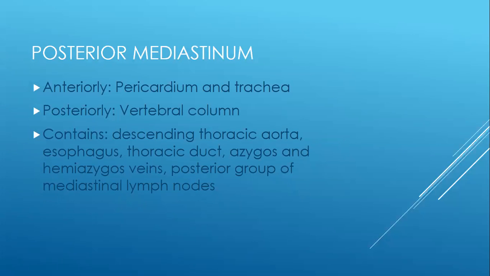Your posterior mediastinum is bounded anteriorly by the pericardium and the trachea, and posteriorly by your vertebral column. It contains your descending thoracic aorta, your esophagus, thoracic duct, azygos and hemiazygos veins, as well as the posterior group of mediastinal lymph nodes.